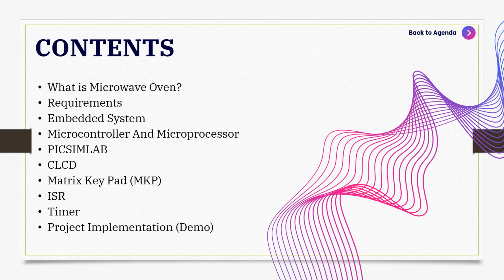Now let's talk about the contents we are going to go through in the video: what is a microwave oven, what are the requirements, what is an embedded system, what is a microcontroller and microprocessor, microcontroller versus microprocessor, PICSimLab, CLCD, matrix keypad, ISR, timer, and project implementation. At the end, we would like to share a live demo of the project implementation.